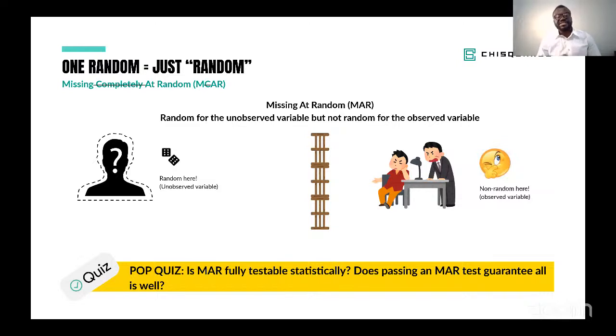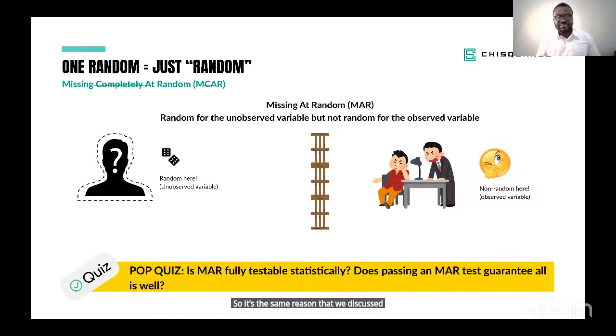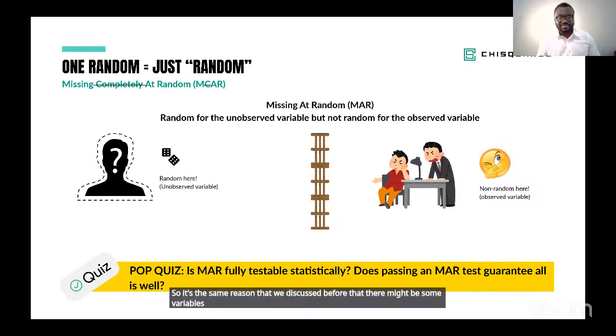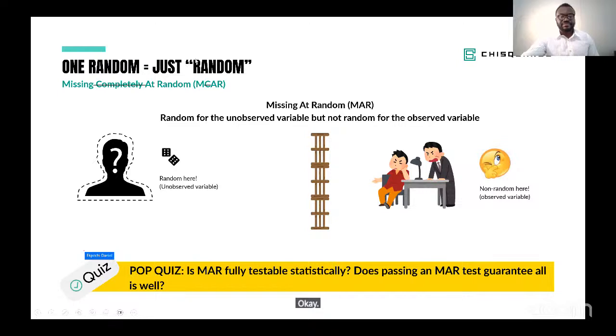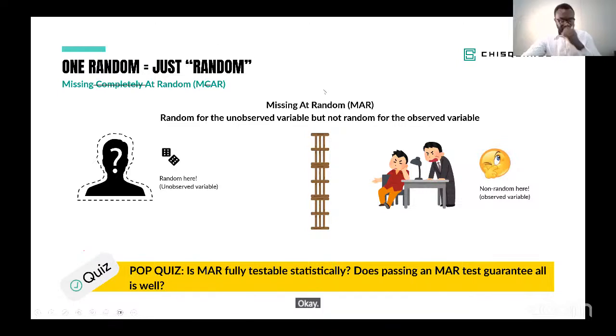If we don't understand this part, we're not going to understand the whole series. So that's why we need to make sure we're all on the same page in terms of at least the theoretical framework for it. So it's the same reason that we discussed before, that there might be some variables that we have missed or just not collected because we didn't know about them. And there might be hidden associations that we haven't considered. Okay. So it might not be possible to fully test if even those are missing.